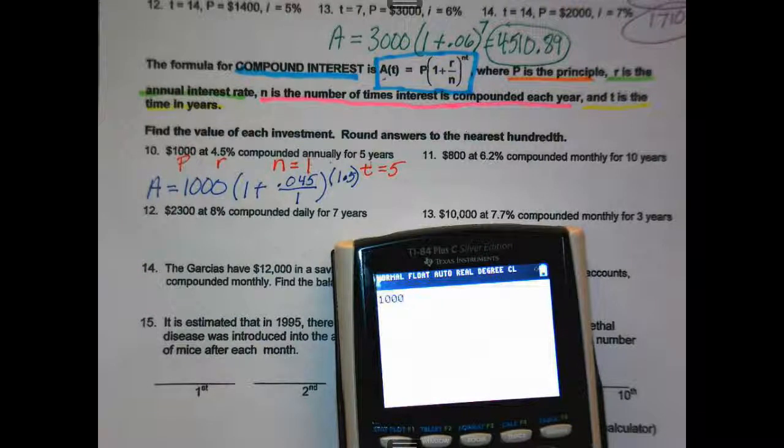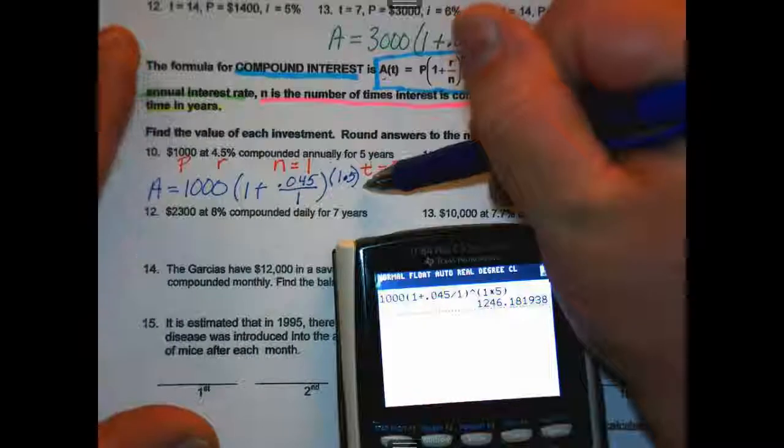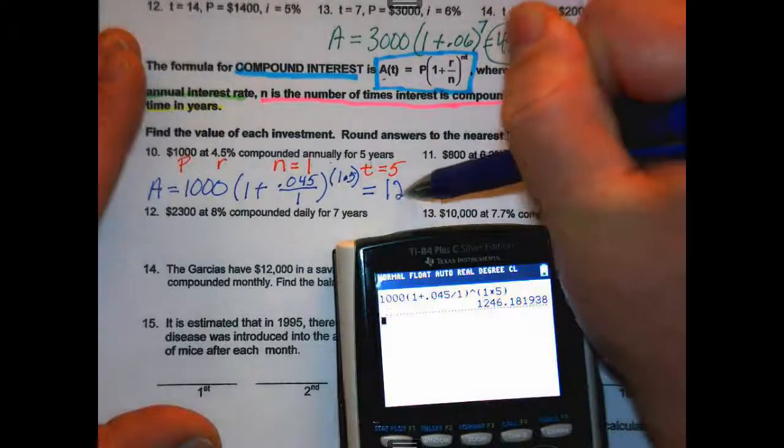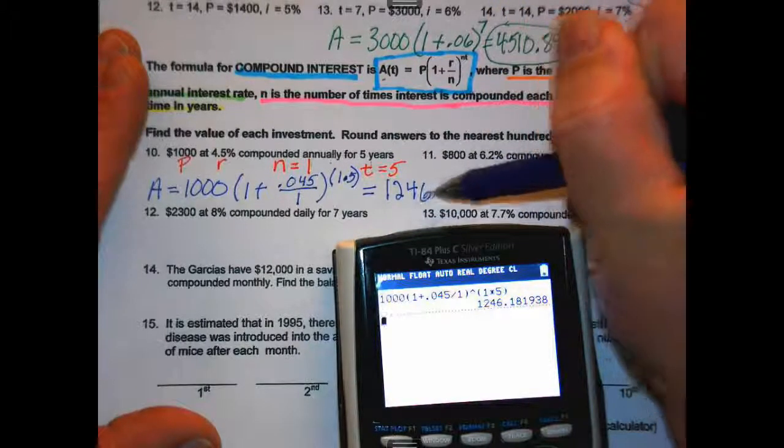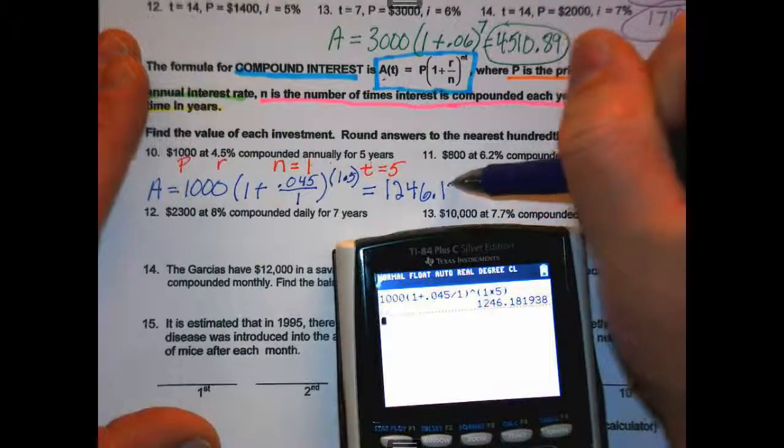1,000 times 1 plus 0.045 divided by 1, raised to the parentheses 1 times 5. Hit enter. I get 1246.18.